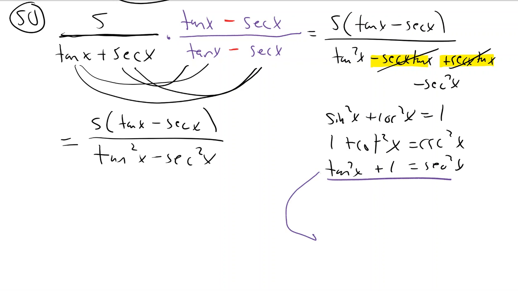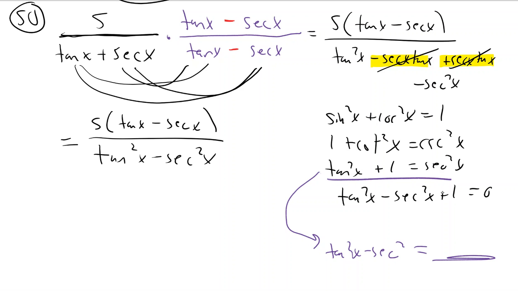So we need to manipulate this so that it says tangent squared minus secant squared equals something, so that I can plug that something in over here. To do that, we would need to subtract the secant squared over, and then subtract the 1 over. So that whole denominator becomes -1.